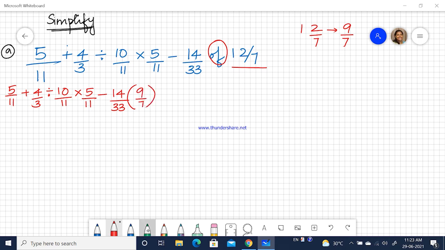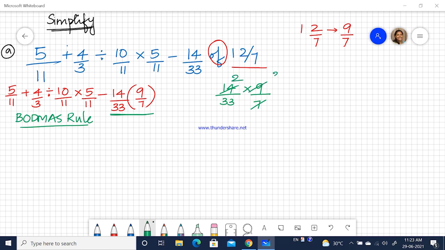Now we are going to apply the BODMAS rule. Applying the BODMAS rule means you have to take the bracket off. So we'll be converting this into a simplification form, that is 14 by 33 into 9 by 7. You can make it shorter. There's 3 here, divide by 9. So you'll get it as 6 by 11. When you open the bracket, you got the expression as 6 by 11.